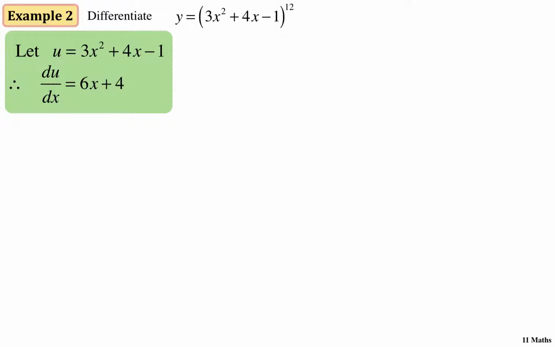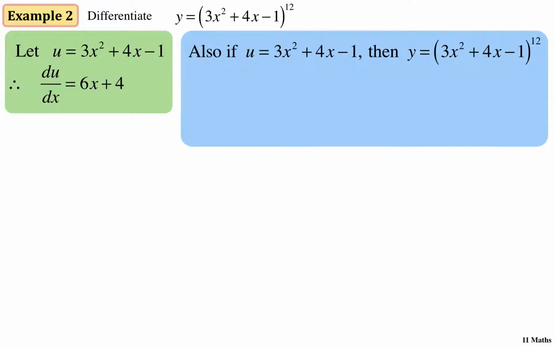That's the du over dx part, but we know that if u was equal to 3x squared plus 4x - 1, that we could rewrite the question, and wherever we see 3x squared plus 4x - 1, we could put in its place the letter u.